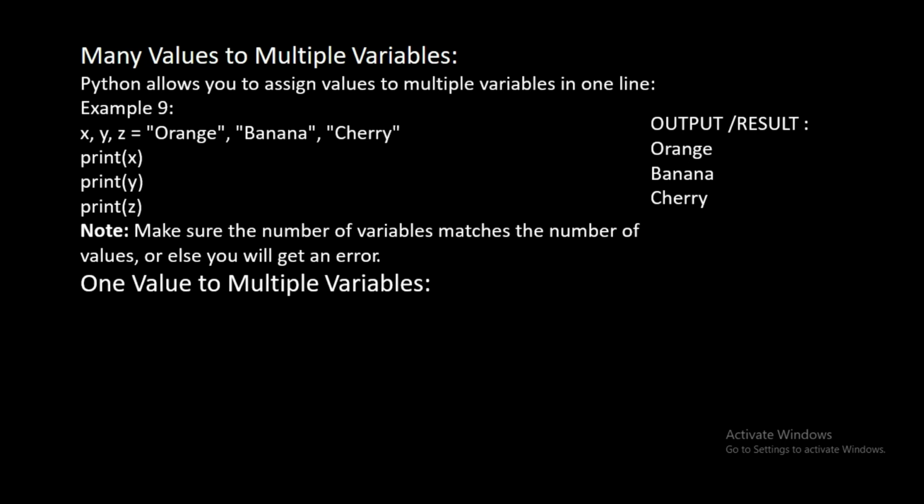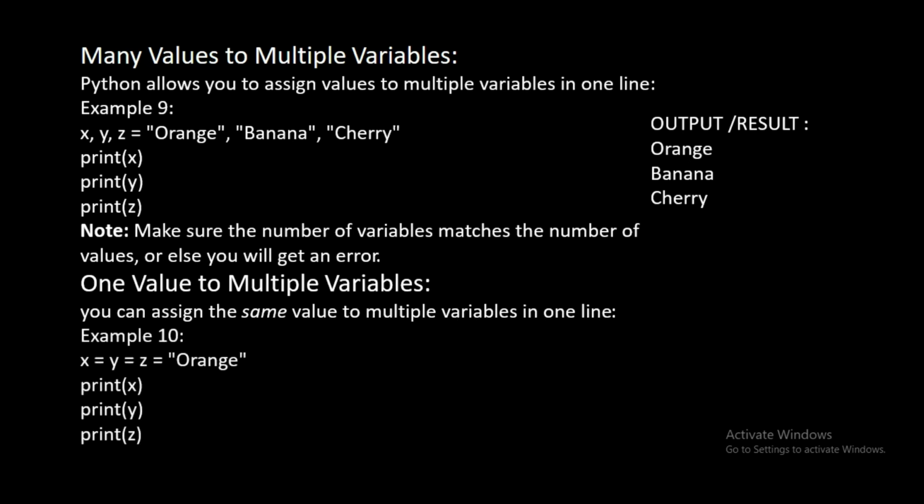One value to multiple variables, you can assign the same value to multiple variables in one line. From this example you can understand better: x, y, and z. x equals y and y equals z means x, y, and z, all these variables are equal. Execute this program, you can see here orange, orange, orange.